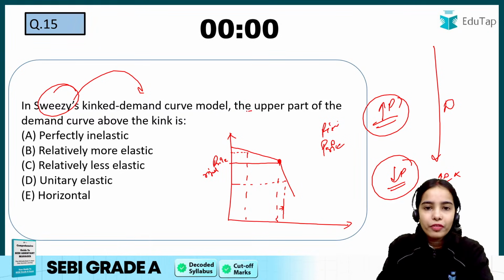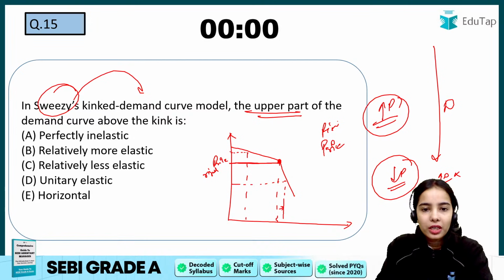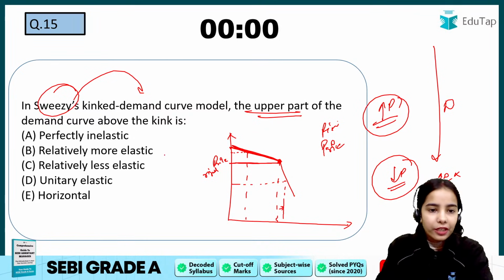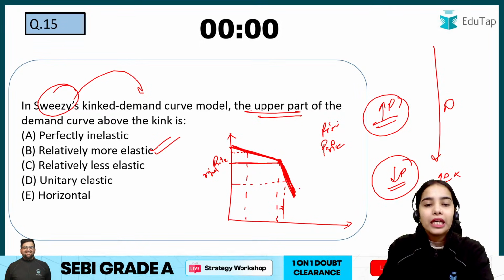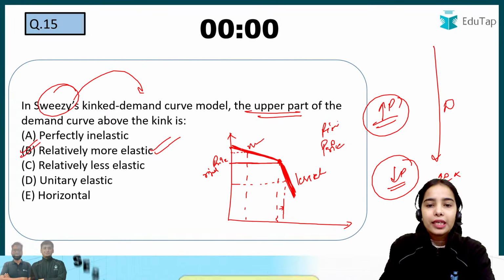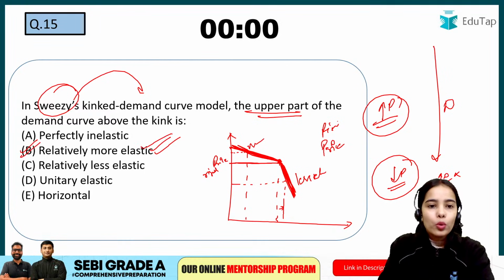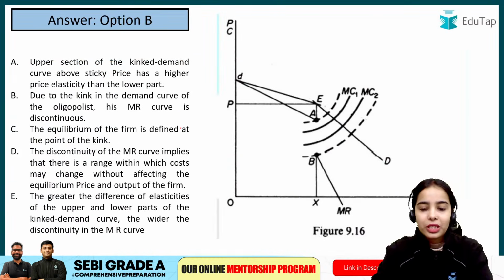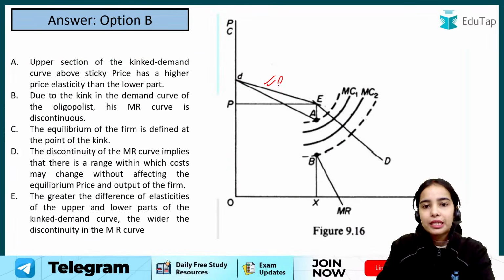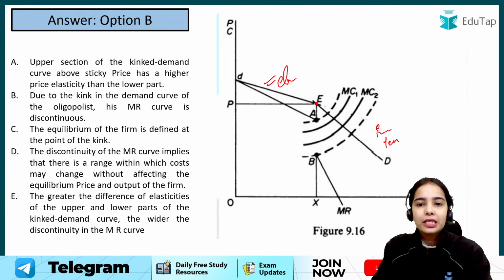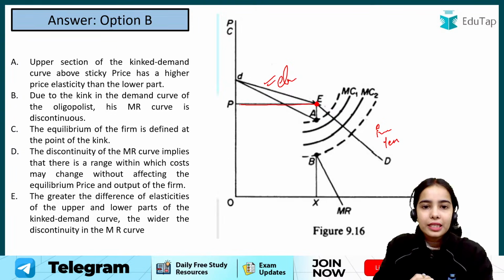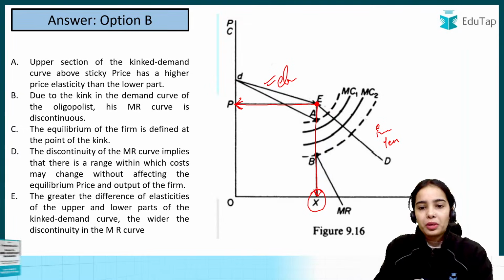So the upper part of the Kinked demand curve is relatively more elastic, and the lower part of the Kinked demand curve is relatively less elastic. So B is the answer, that the upper part of the Kinked demand curve is more elastic. Very good. Everyone has given the right answer. So this is correct. The upper part is elastic and the lower part is inelastic or less elastic. And the equilibrium is at the kink. That means at this level, this is the equilibrium price. This is the equilibrium quantity.